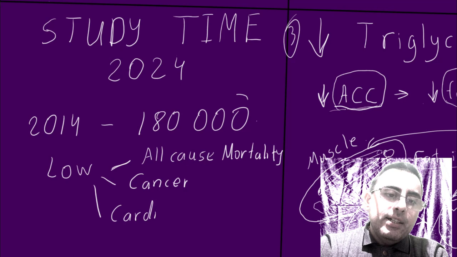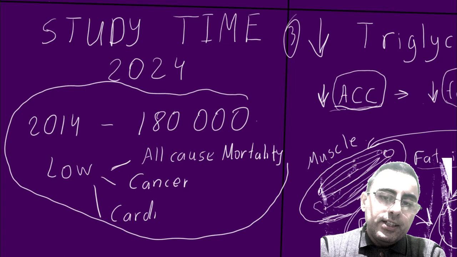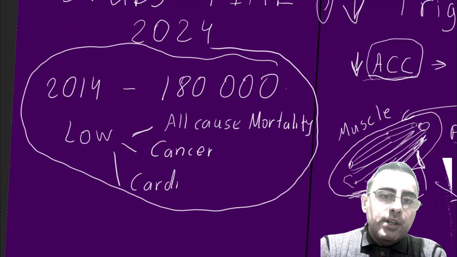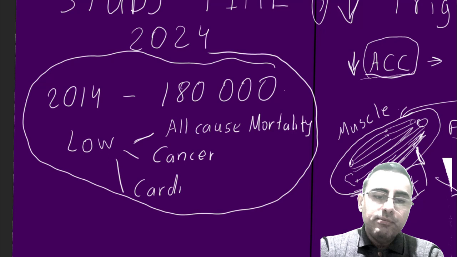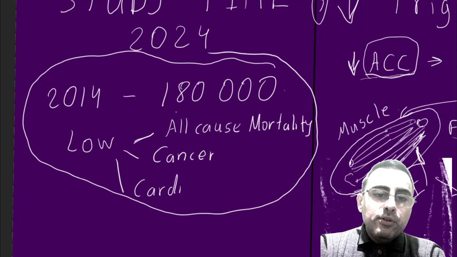We had a huge observational study in 2014. According to this study, one group took metformin and had diabetes. The second group was people without diabetes who didn't take metformin. And in the metformin group, all-cause mortality was low.